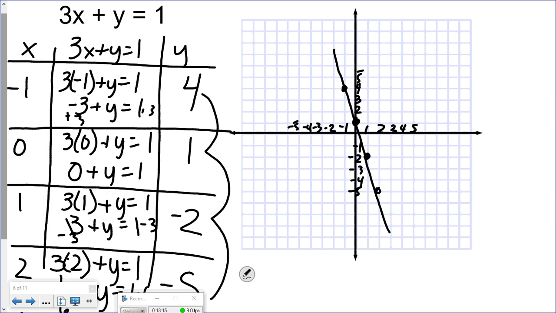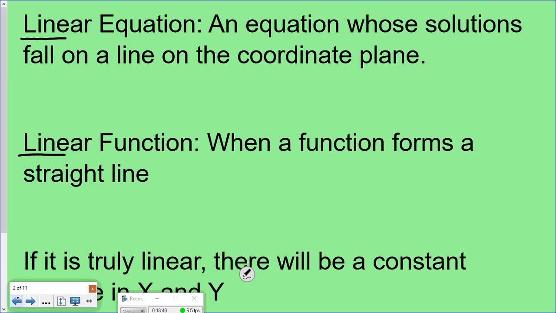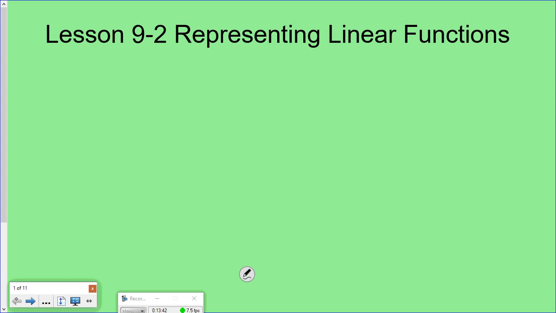Like I said, if something is not straight, something is incorrect. So today, you learned how to write 4 solutions to a problem using a chart. Then you learned how to graph what you had in your chart. So that is all for today, and that was 9-2, representing linear functions. That was part 1.